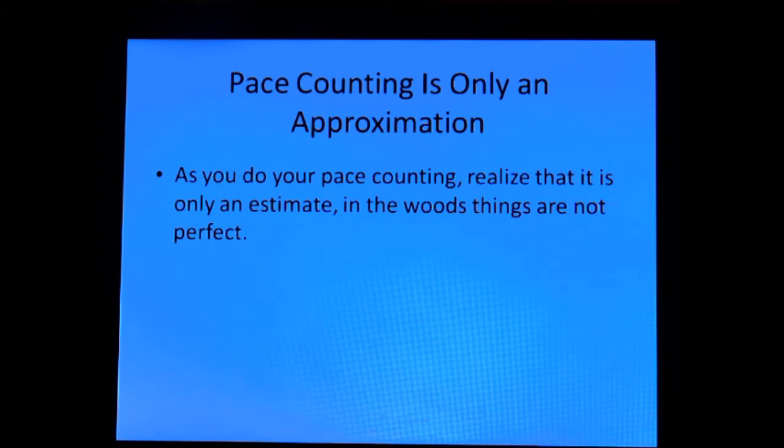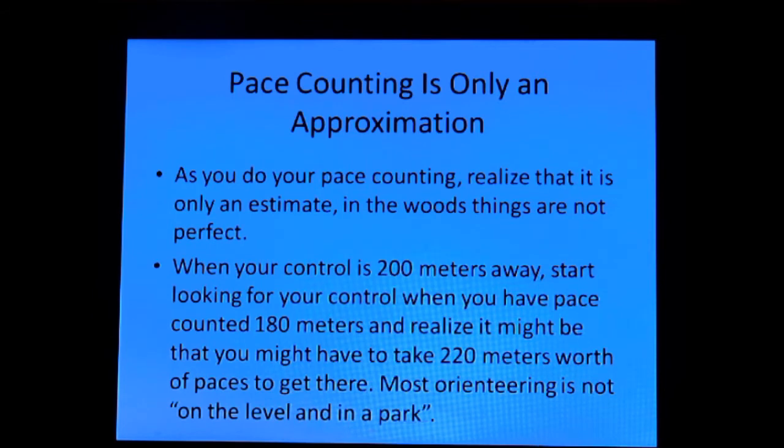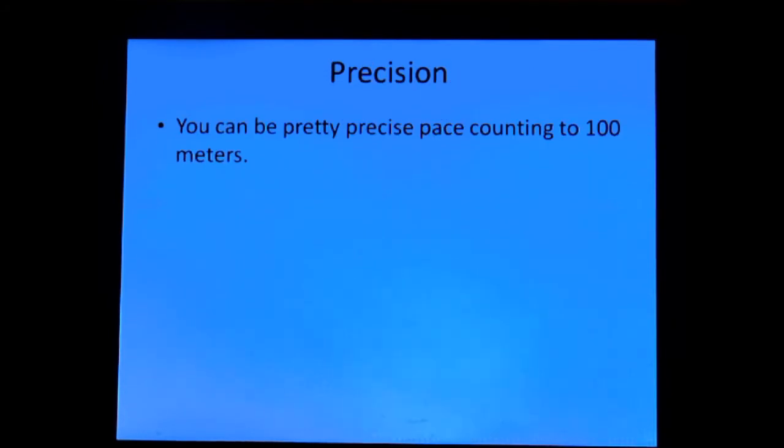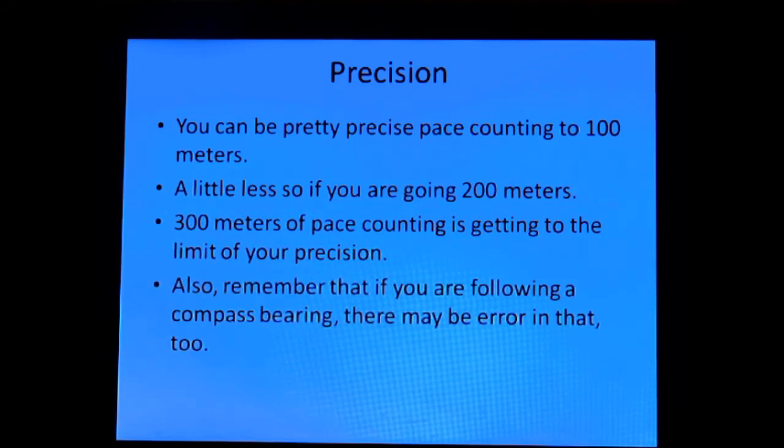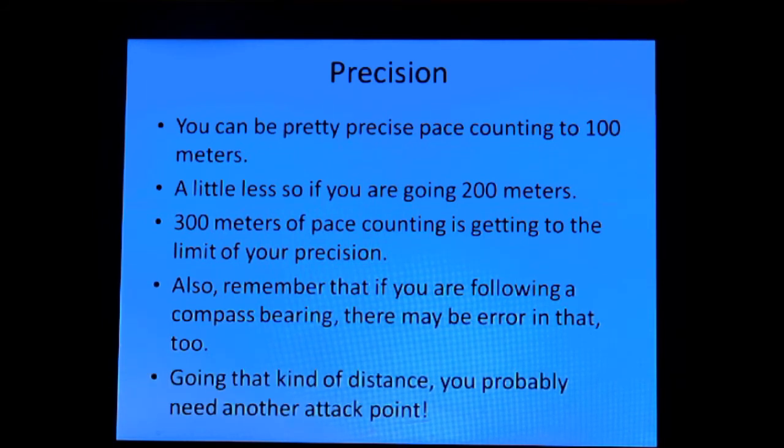As you do your pace counting, realize it is only an estimate, and in the woods things are not perfect. When your control is 200 meters away, start looking for your control when you have pace counted 180 meters, and realize it might be that you have to take 200 meters worth of paces to get there. Most orienteering is not on the level and in a park. You can be pretty precise counting to 100 meters, a little less so when you're going 200 meters. 300 meters of pace counting is getting to the limit of your precision. Also remember that if you're following a compass bearing, there may be an error in that too. Going to that kind of distance, you probably need another attack point.